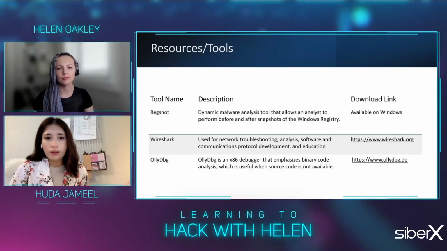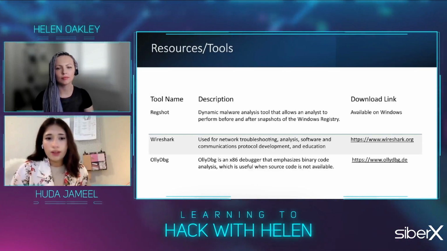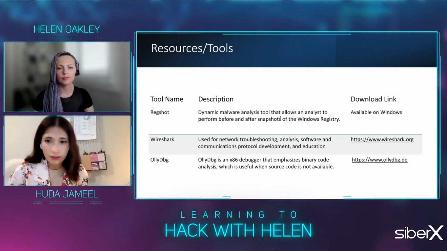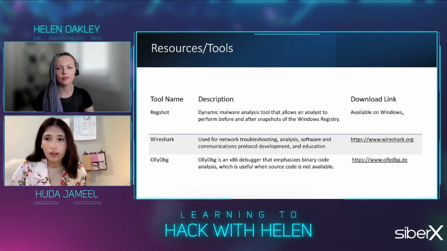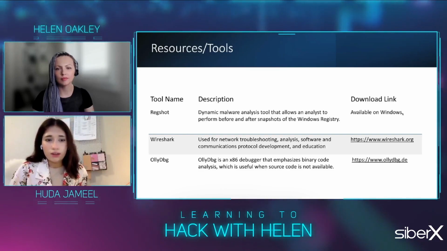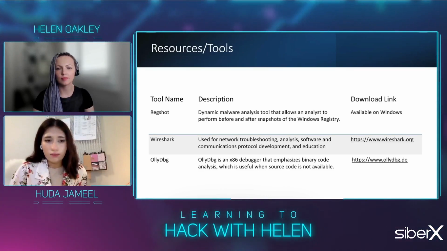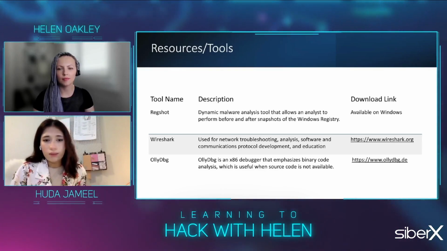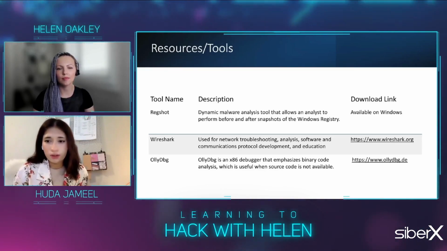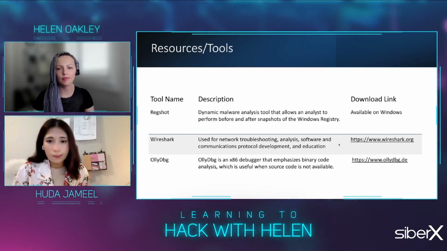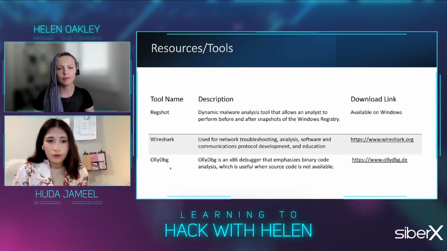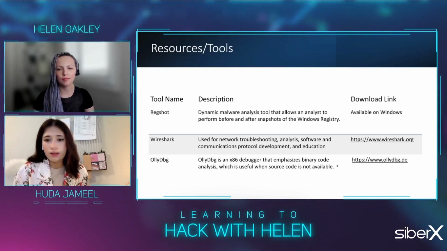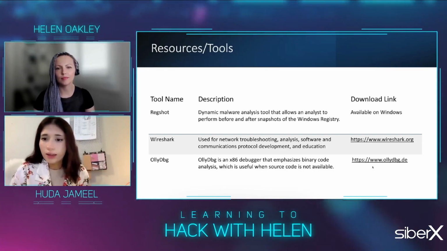And then we have Regshot. I believe it is available on Windows, but I can also give out a link to that, because as far as I recall, we need to install this from a link as well. And then we have Wireshark. We can install this from the Wireshark website. So that's pretty straightforward. And then we have OllyDbg. I've also linked out the resource for that, where you can install it.